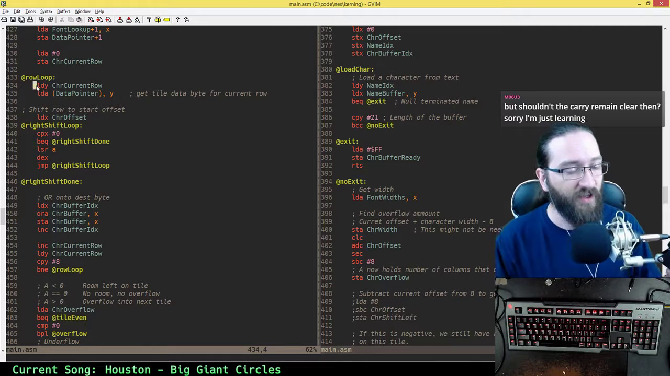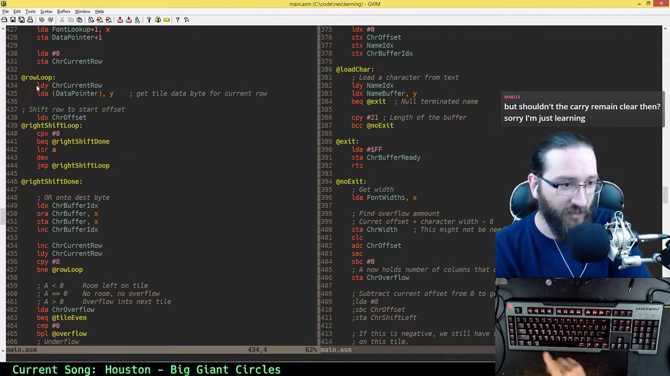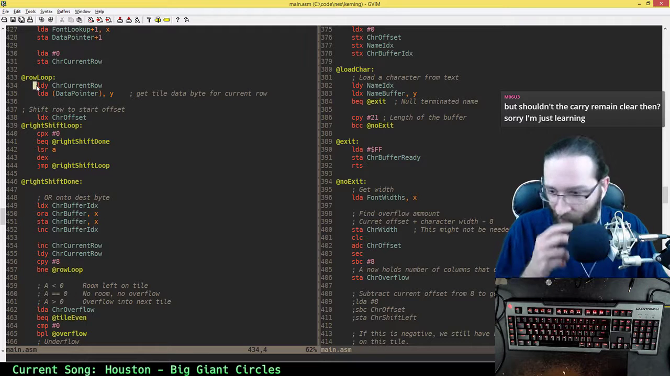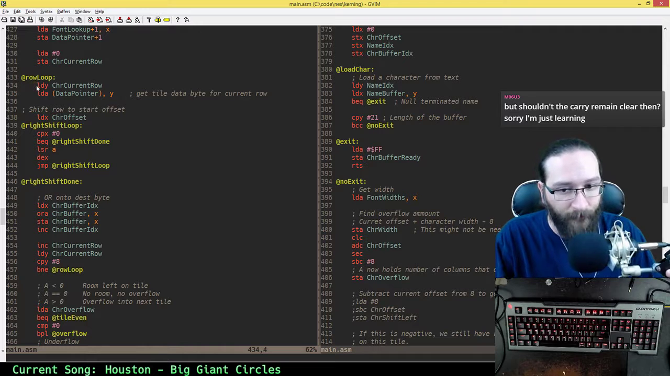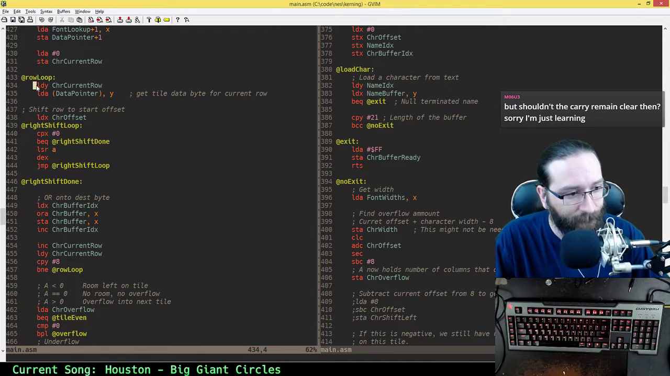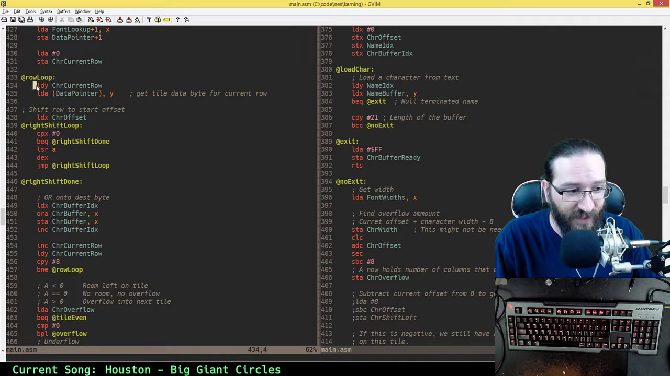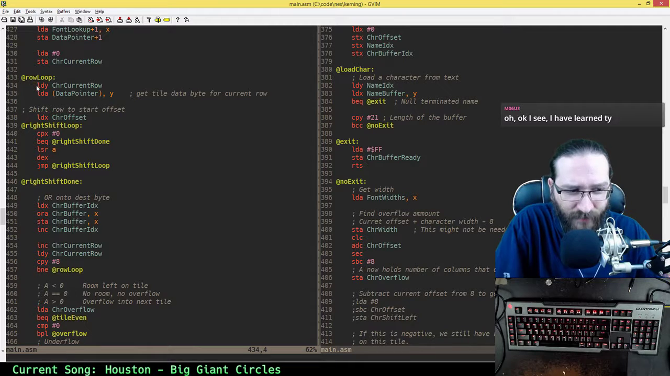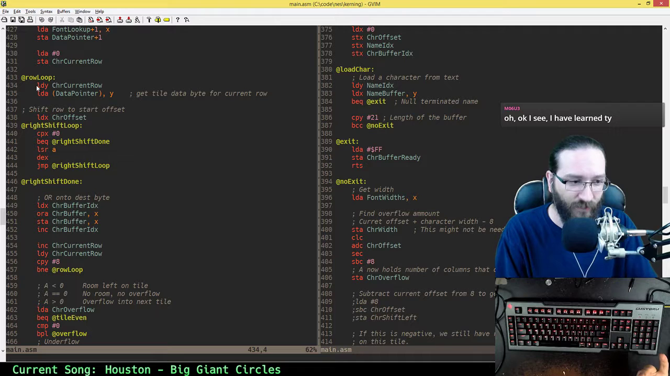Shouldn't the carry remain clear then? No, not for subtraction on the 6502. So for addition, you clear the carry. For subtraction, you set the carry, because of how the math works with it. Yeah. Because it's 2's complement math. It's not standard math, if you want to call it that. I don't know. It's not math that we're used to with modern languages.